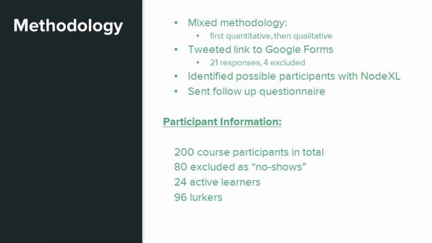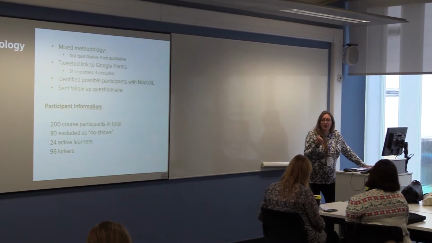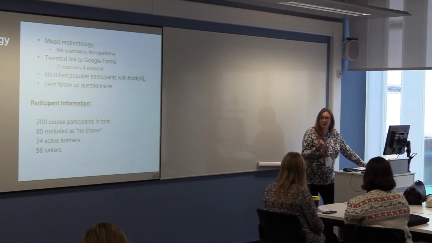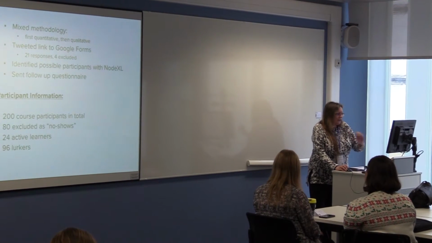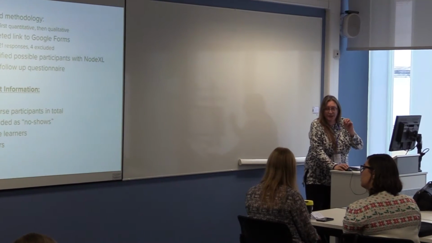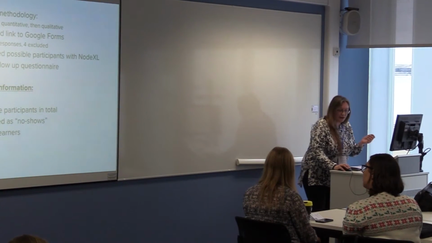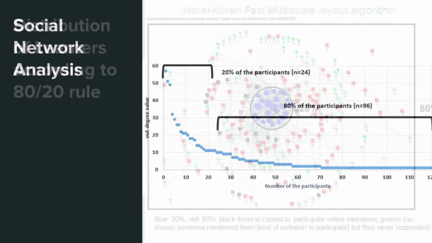We then sent them a follow-up questionnaire and asked them further questions to try and understand why they had lurked, if they thought they'd lurked. So, we had 200 course participants in total, 24 active learners, 96 lurkers, and we captured data from 17 of those, which is actually not bad. It's really hard to get data. Another of Aris's things. So 20% of the participants, 24 of the participants were active, 80% were non-active.